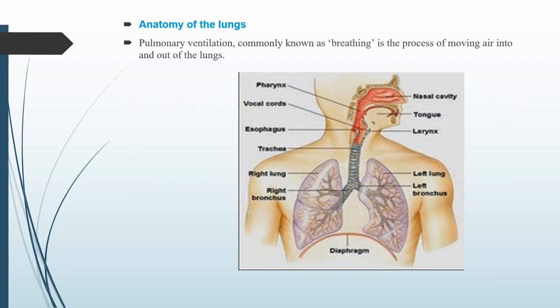Anatomy of the lungs. Pulmonary ventilation, commonly known as breathing, is the process of moving air into and out of the lungs. These are pharynx, vocal cords, nasal cavity, tongue, esophagus, larynx, trachea, right lung, right branches, and diaphragm.